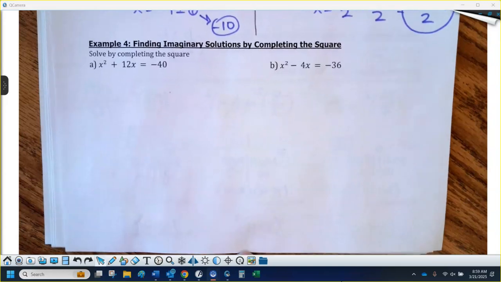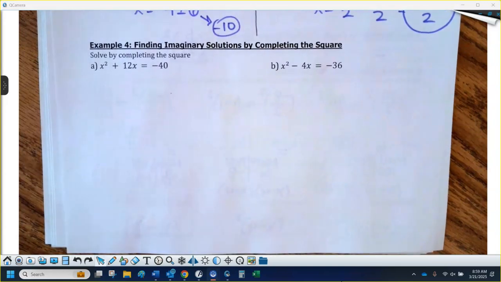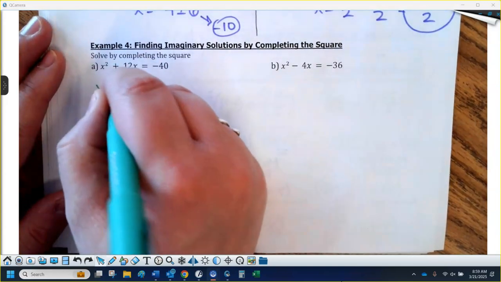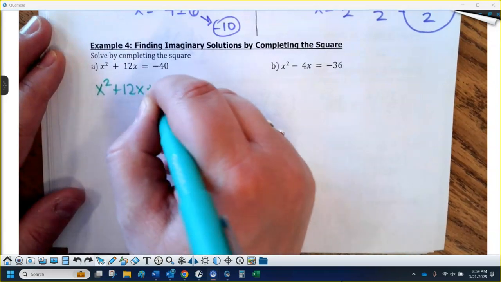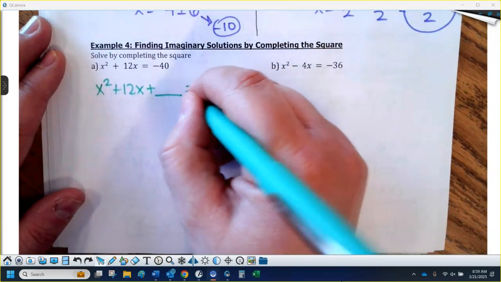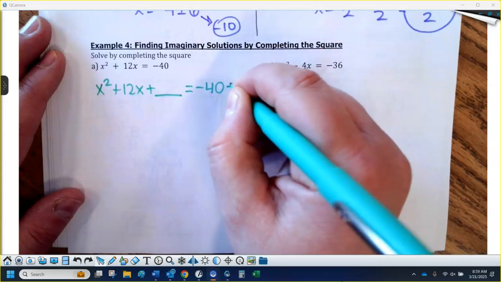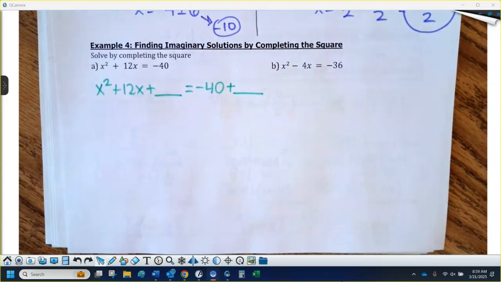Okay, I'm going to have you do these 2 at the bottom. These 2 are going to have imaginary solutions, but it's the same setup. I'm going to do x squared plus 12x. I'm going to leave a spot to complete the square. The other side of that equation was negative 40, but I know I'm going to complete the square, so I have to leave myself a space on the other side to add whatever that number is to both sides of the equation.